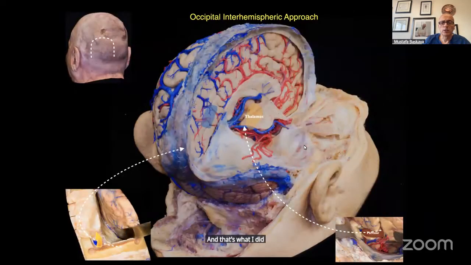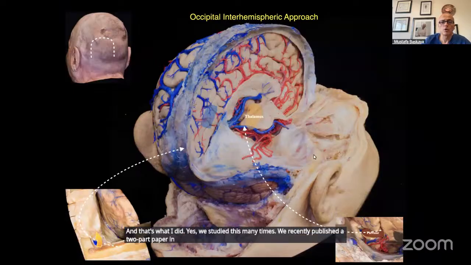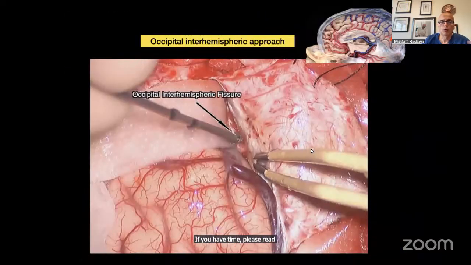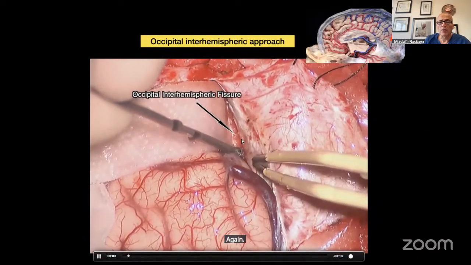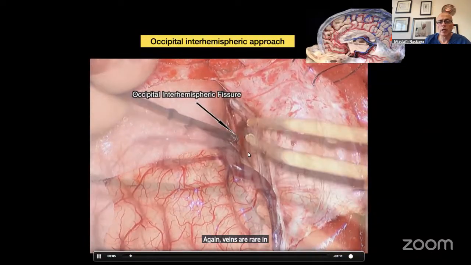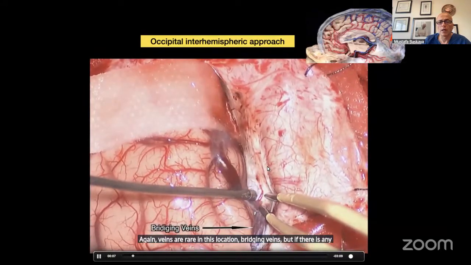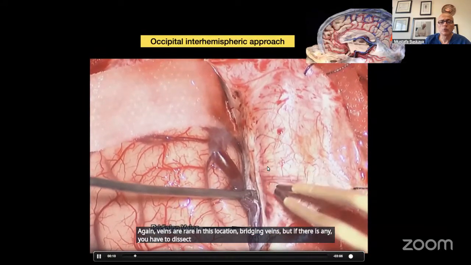Yes, we studied this many times. We recently published a two-part paper in the Journal of Neurosurgery about thalamic gliomas. If you have time, please read those. And the occipital interhemispheric approach, again, veins are rare in this location, bridging veins, but if there is any, you have to dissect and move them away so you don't avulse these veins.